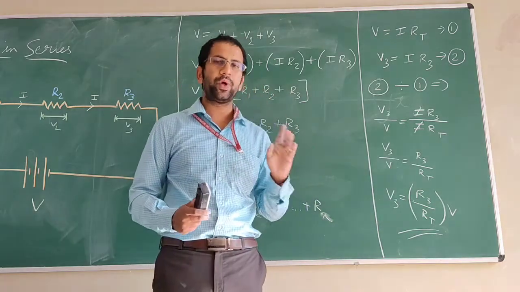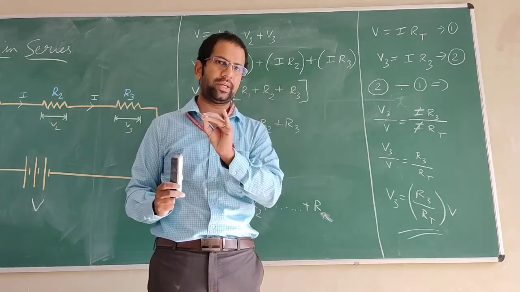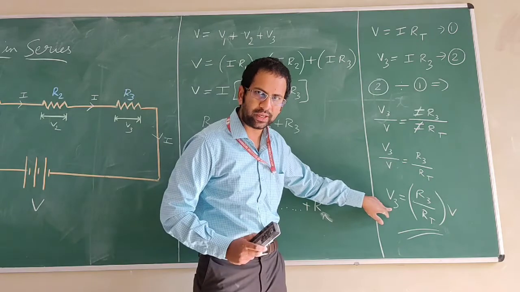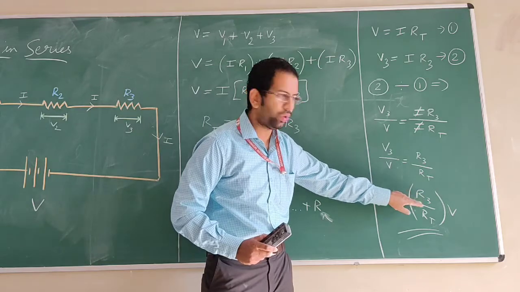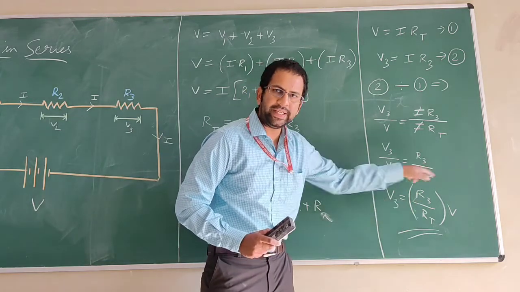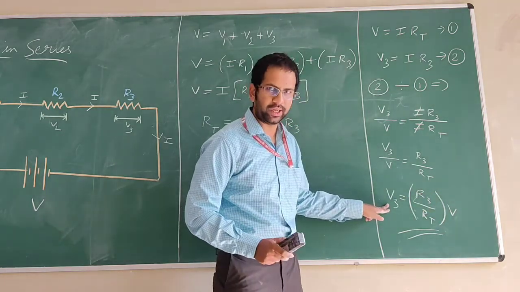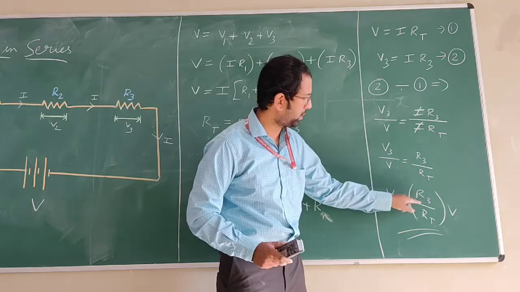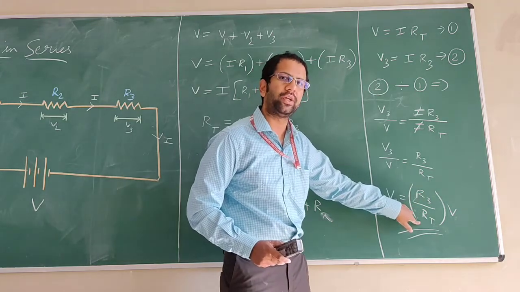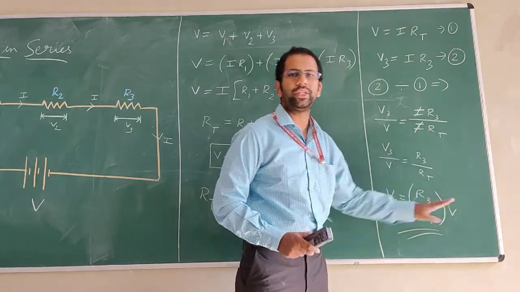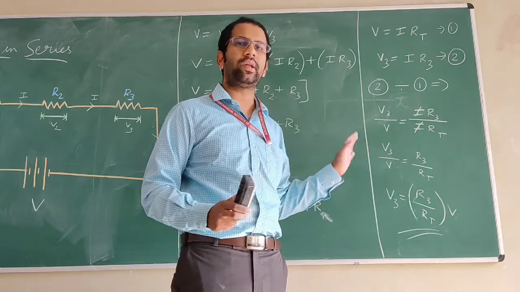Hence, the formula for voltage in series resistance: the voltage across any particular resistor is the ratio of that resistor to the total resistance, the entire thing multiplied by the total voltage. Let me repeat. The voltage across a particular resistor is the ratio of the particular resistance to the total resistance, into the total voltage. This is for series resistance.